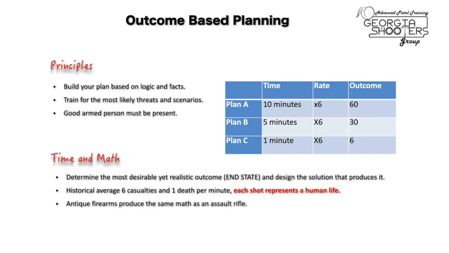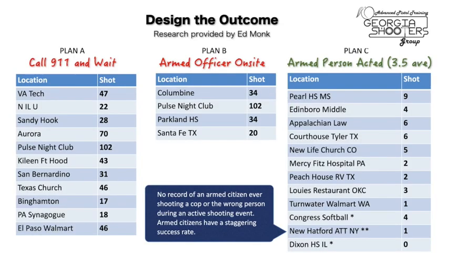But what we learn is how to determine a realistic outcome and the plan that will produce that. It's simple time and math. You cannot expect plan A to produce the result of plan C. When we look at the time and math, we begin to see a realistic picture of what to expect from each of these plans. And again, it is not what you'll hear from the mainstream media.